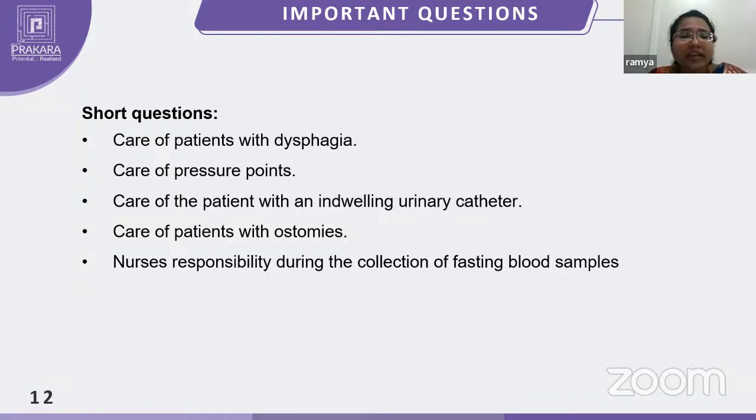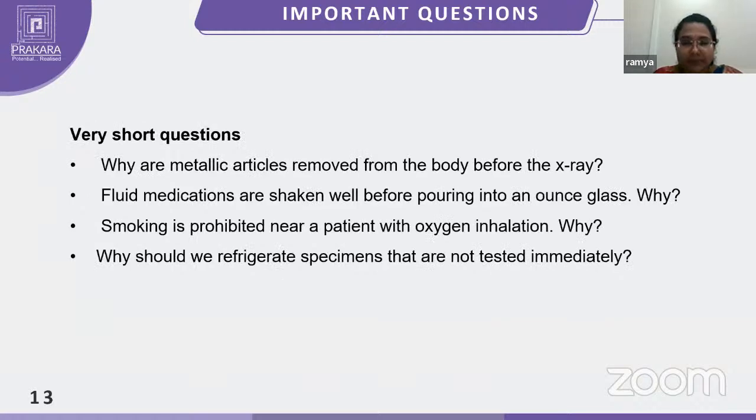The fifth question they have given is the nurse's responsibility during the collection of fasting blood sugar. Before collecting the fasting blood sugar, certain instructions should be given. Nil by mouth must be there, at least 10 hours, and we should inform the patient to tell the nurse before eating their breakfast or lunch. By that, they can collect the blood samples. So what will be the nursing responsibilities at the time of collection of fasting blood samples? That we should write in a detailed description.